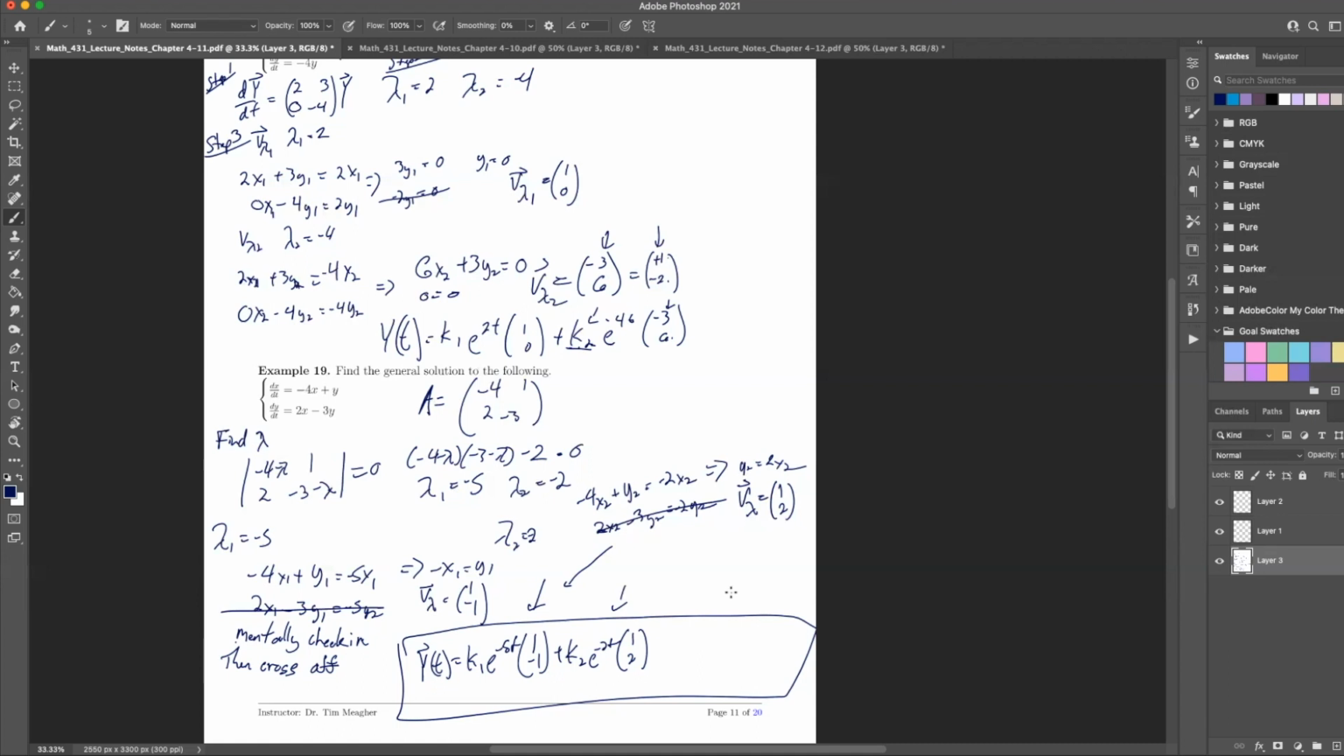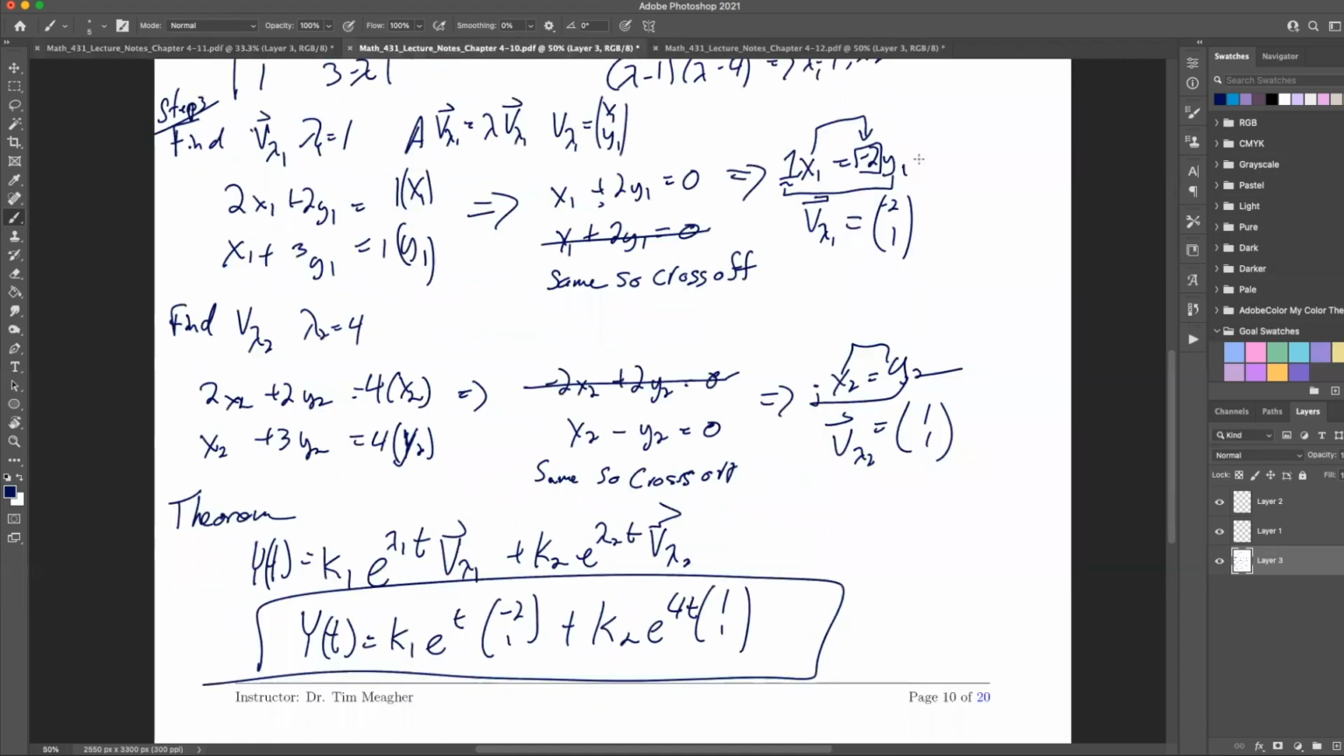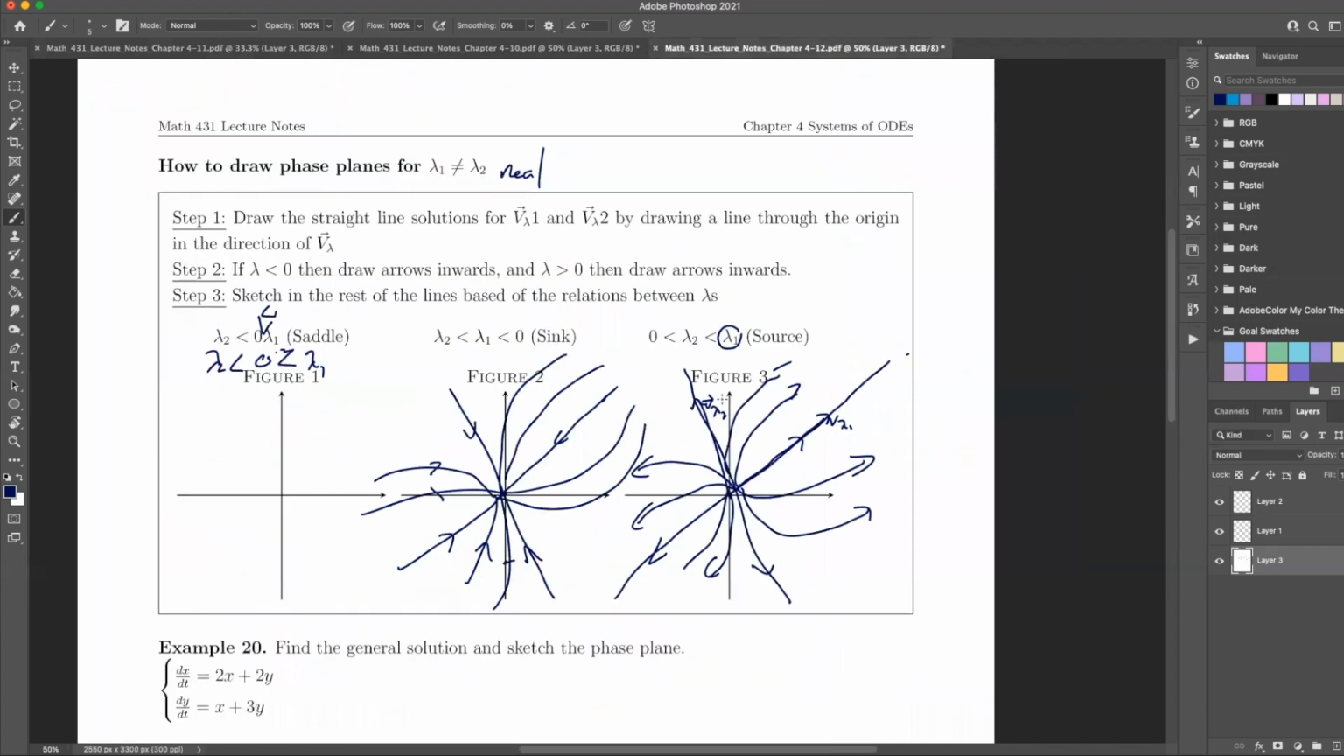We'll do some real solutions that will make a lot more sense when we do these. I just want to give you the brief sketch. So here, you draw the two straight line solutions, and they'll point in, and then you just draw the rest of the lines.